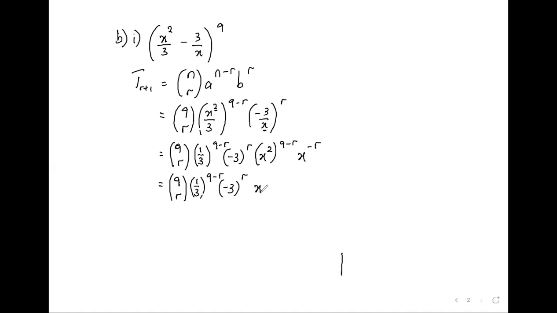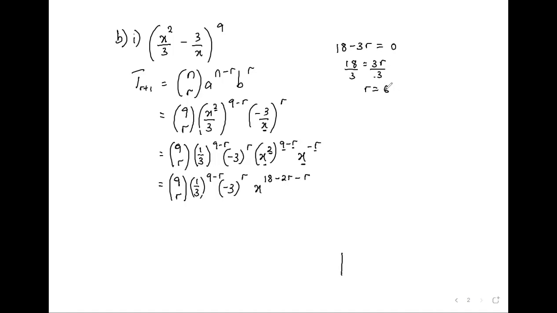Then now the x, we add the powers. So we have 18 minus 2r minus r. You multiply 2 times 9 to get 18, 2 times r to get 2r, and then minus r because we are adding the powers of x. So now to find the term independent of x, which is a constant term, you equate the power of x to 0. So the power of x is going to be that. So r is equal to 6.